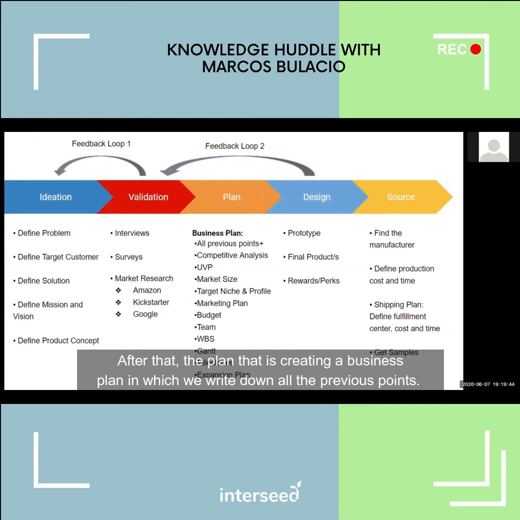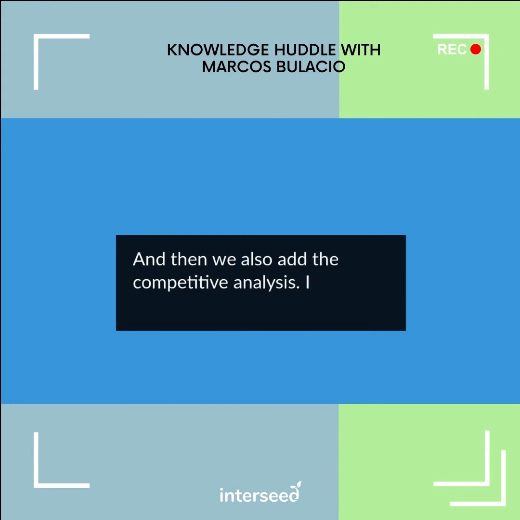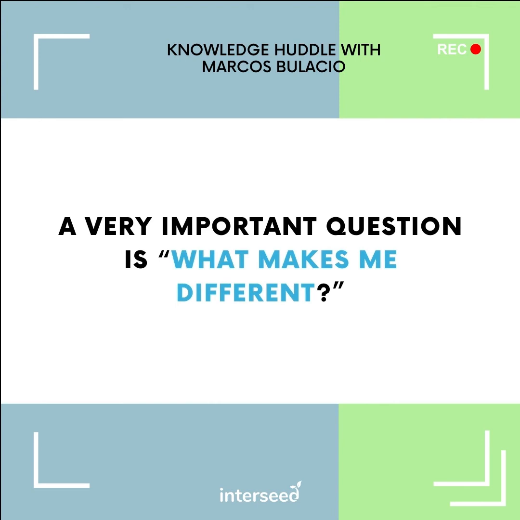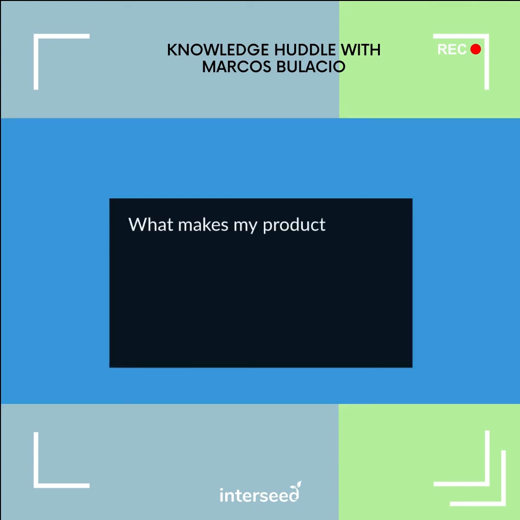After that, the plan step is creating a business plan in which we write down all the previous points. So problem, solution, target customer, mission, vision, etc., everything. And then we also add a competitive analysis. I created a competitive chart. A very important question is what makes me different? What makes my product unique? Then defining the unique value proposition.